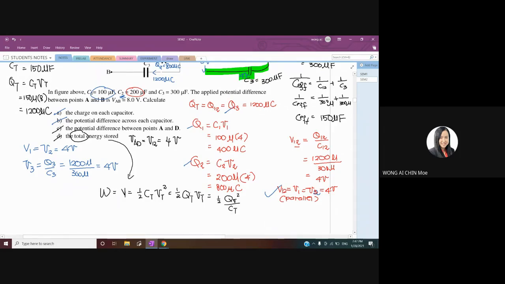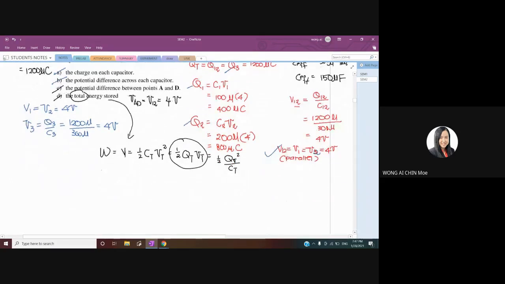Okay, so let's say I use half QV. So I substitute into half QV. My total energy U total equals half, Q total is 1200 microcoulomb, and my V total is 8 volt. Since we have micro, I will get the final answer, 4.8 times 10 to the power of negative 3 joule. Okay, so this is example number 2.